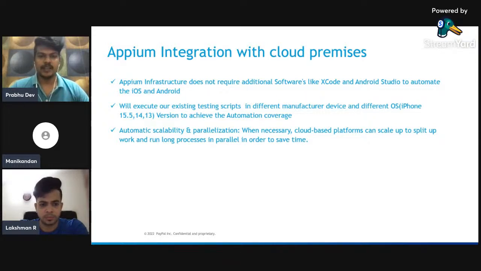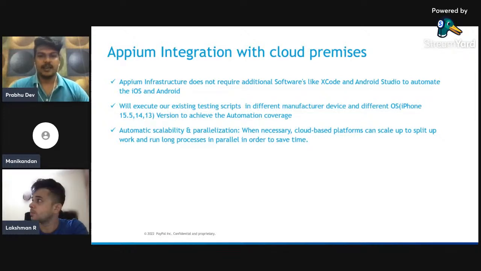Another important thing is that we can reuse our existing code. We simply need to add the parameters and point to the correct device connector in the server. That way, we don't need to create a new script for this particular cloud premises. You can use your existing code and directly point to it using the accurate parameters.